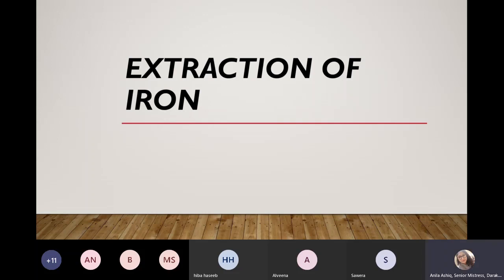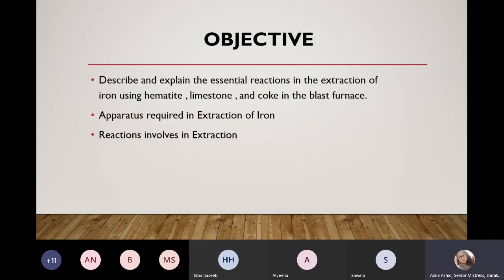That's right. So the objective of the lesson today will be to describe and explain the essential reactions in the extraction of iron using hematite, limestone, and coke. Hematite is the ore which is used for the extraction of iron. And then we have the apparatus which is required in extraction of iron that you're going to observe, and the reactions involved in extraction. So this we're going to study today.